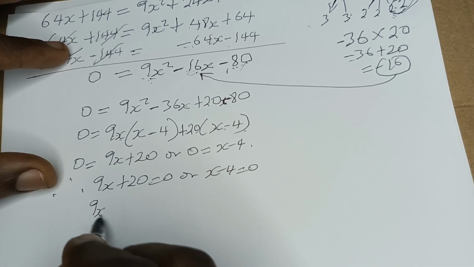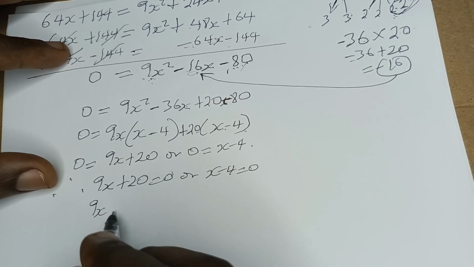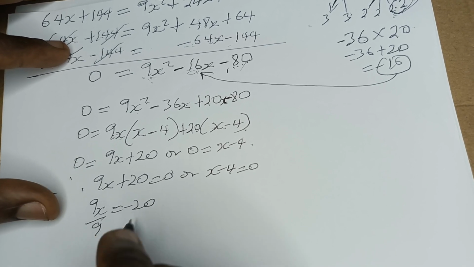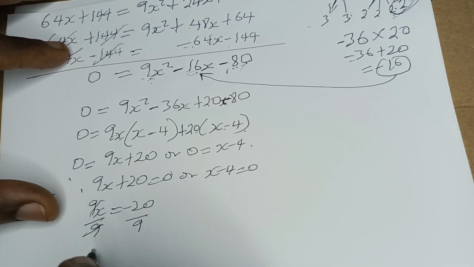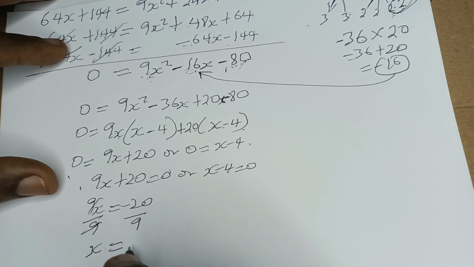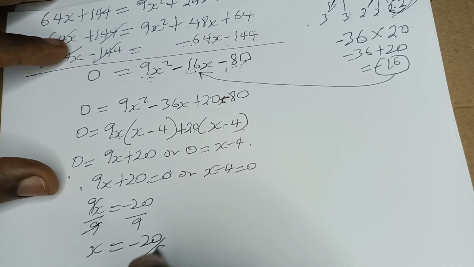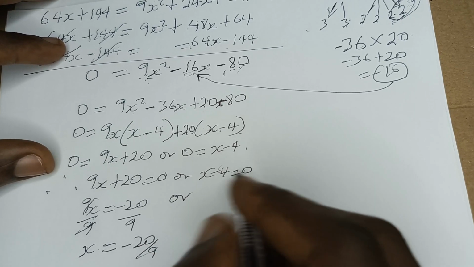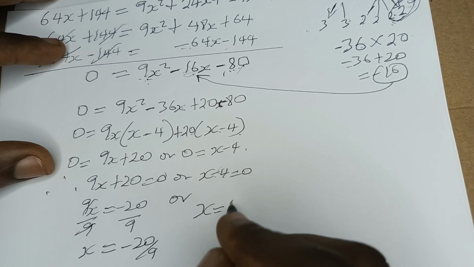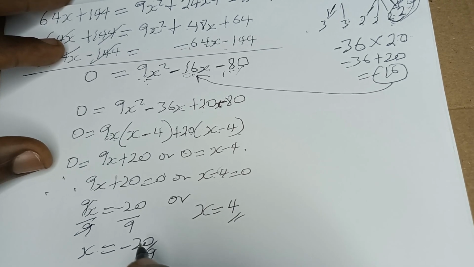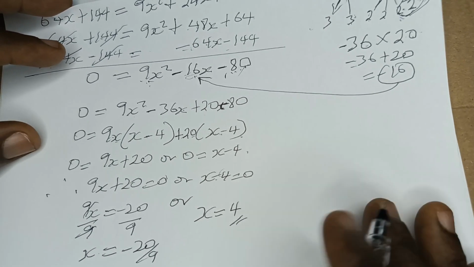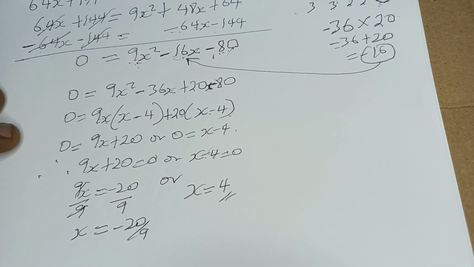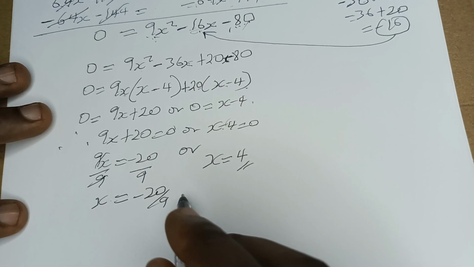Which means 9x, this one comes to this side, is equal to minus 20. Dividing both sides by 9, therefore our x will be equal to minus 20 over 9. Or here, this one comes here, x is equal to plus 4. We have to check to know what is really happening. Let's check.